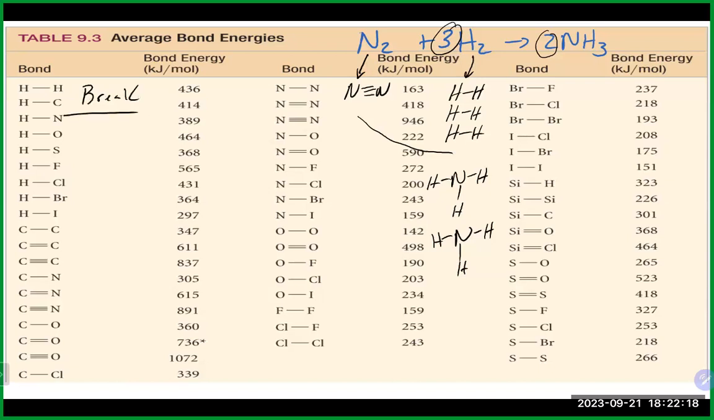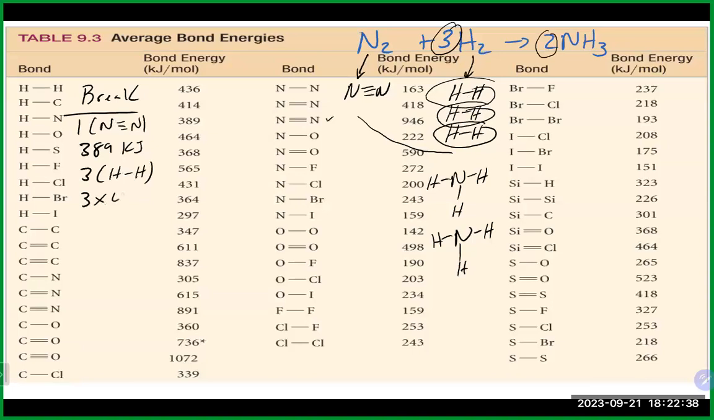And once again, in this case, we have one nitrogen-nitrogen triple bond, which looks like this guy right there. So that's 389 kilojoules. We also have three of the hydrogen-hydrogen single bonds that we need to break. So that's going to be basically 3 times 436 kilojoules. And that's all the breaking we're going to do there. So that's going to be 3 times 436 plus 389. Going to give us 1,697 kilojoules. Once again, this is going to be endothermic, positive values, as we need that energy to go in to break them.